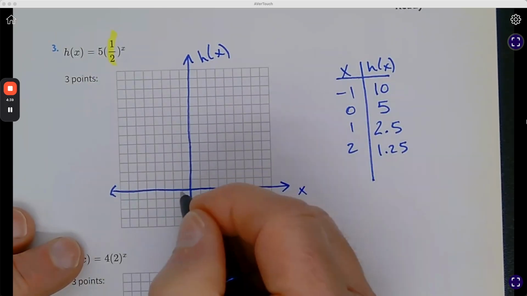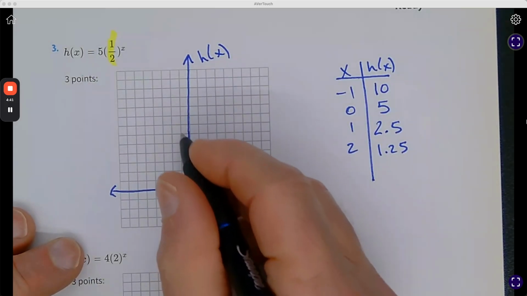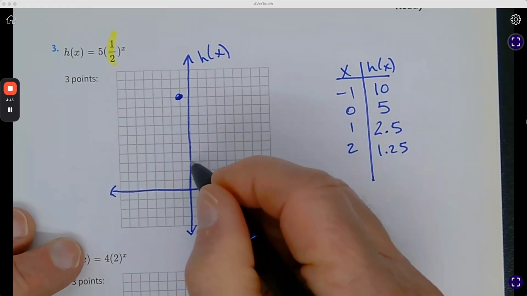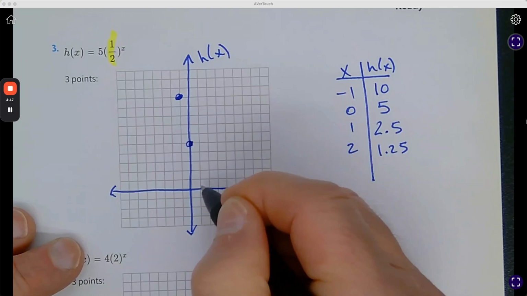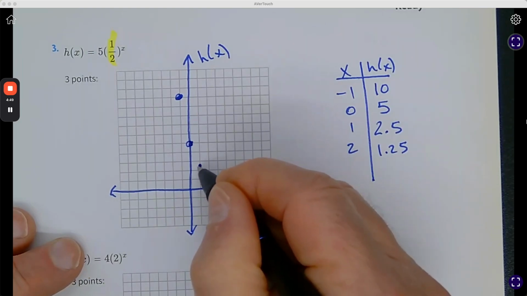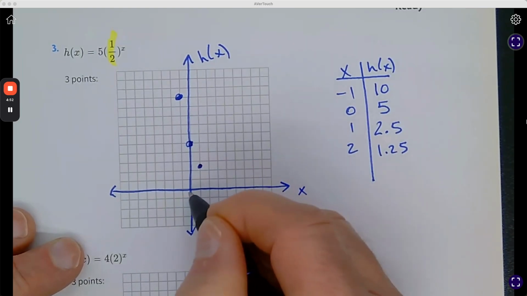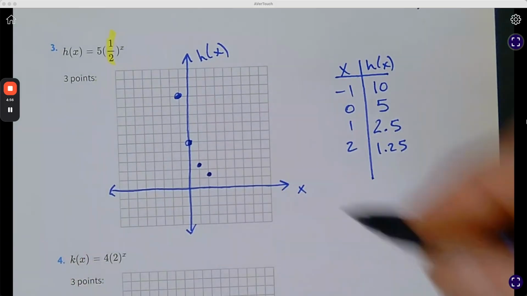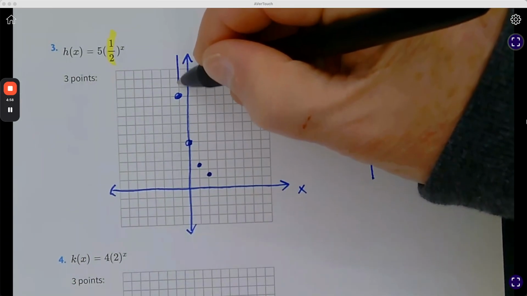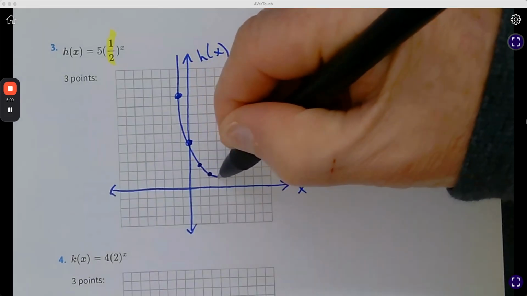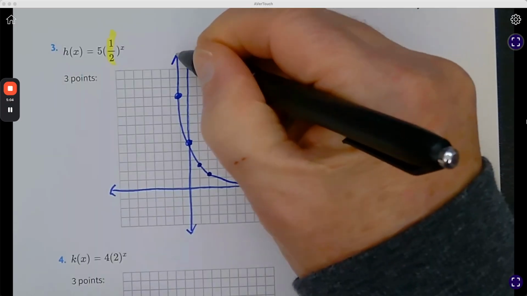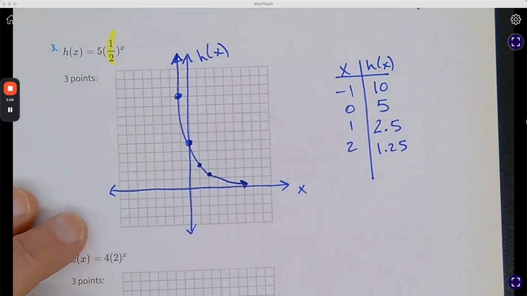1.25. Negative 1, 10, 1, 2, 3, 4, 5, 6, 7, 8, 9, 0, 5, 1, 2, 3, 4, 1, 2.5, that's 2 and a half, 2, 1.25, right there. Now let's draw that curve. That's a pretty good graph. We need 3 solutions.